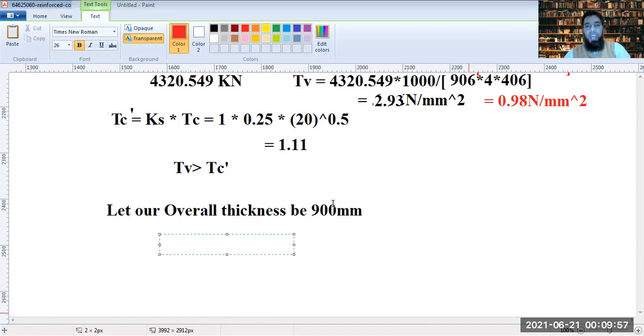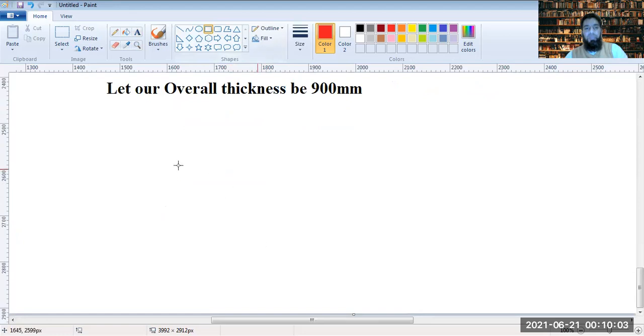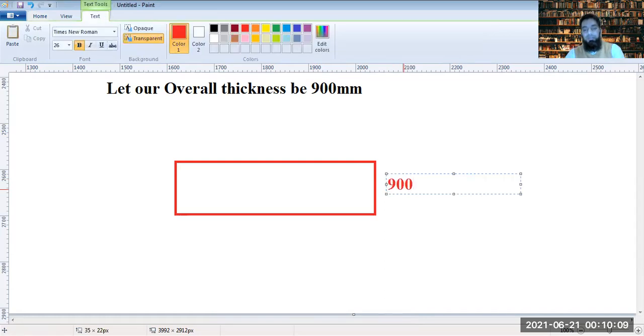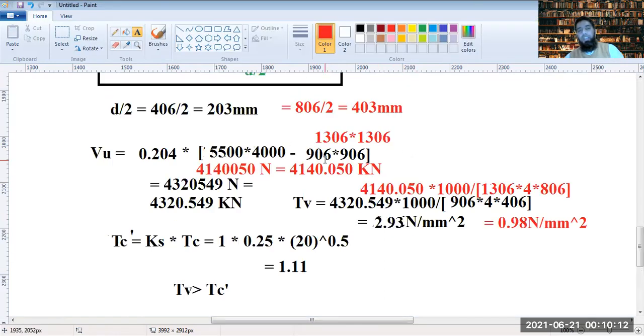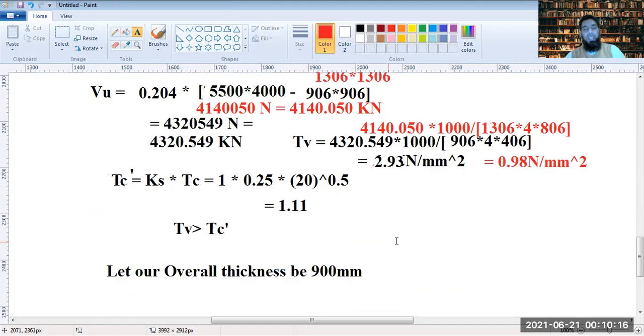So we have designed the footing now for three parameters. One is the depth, that is now 900 overall. The dimensions, that's 5500 cross 4000. Next lecture we'll be talking about how to design the reinforcement for this section now.